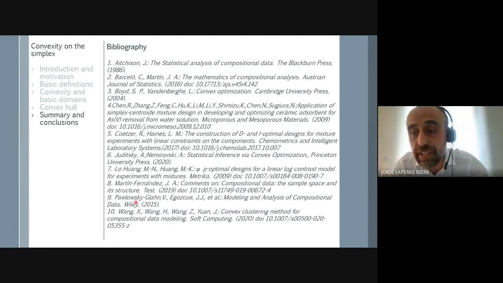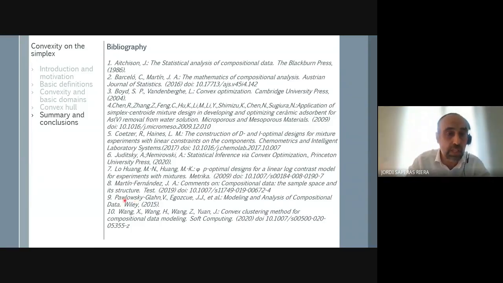The bibliography that I have used is the papers that have been presented at the beginning, as well as the basic bibliography of the compositional data. And on the convex side, I have used the book Convex Optimization as the reference. Thank you for your attention.